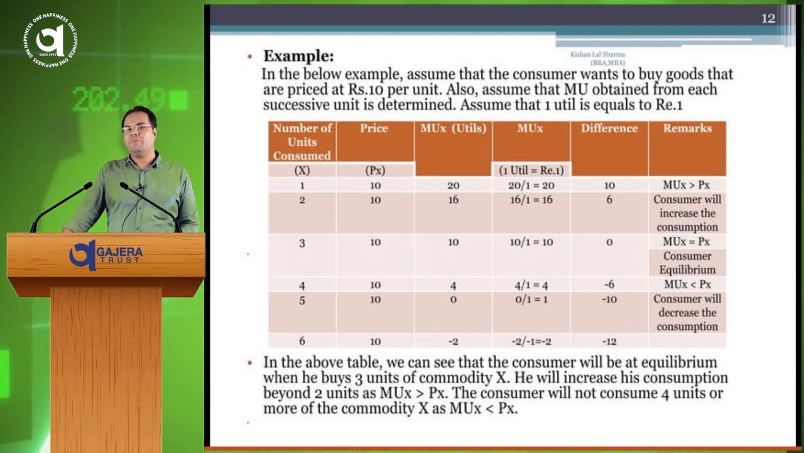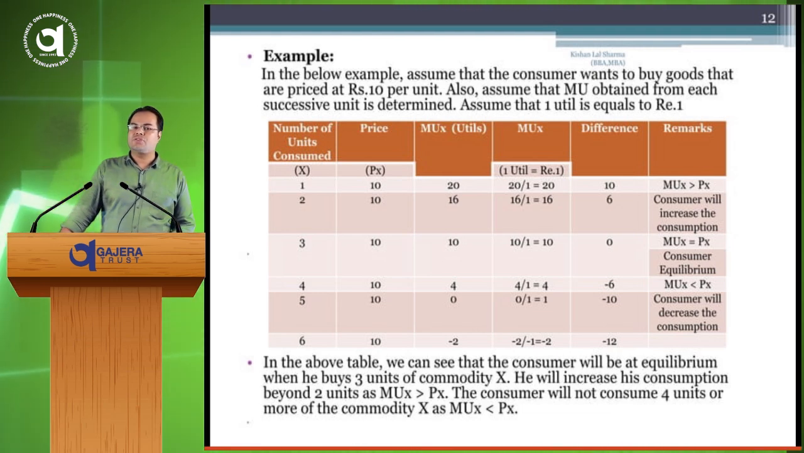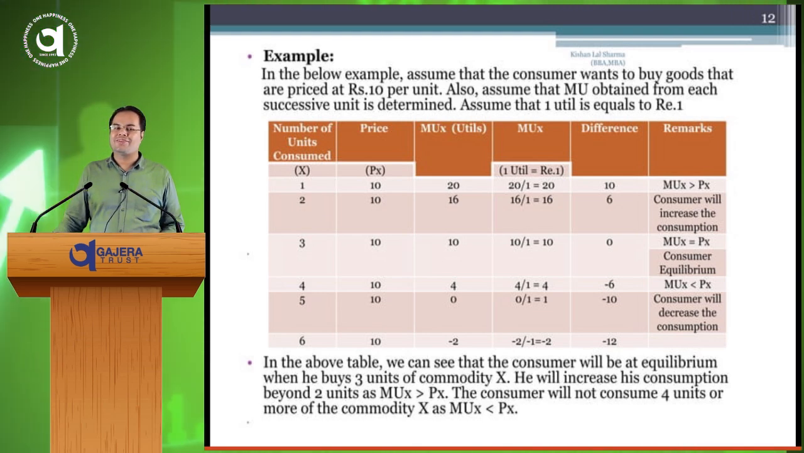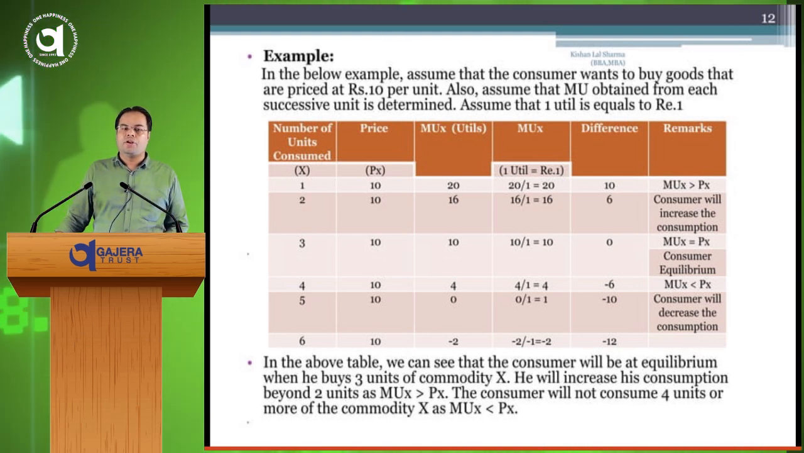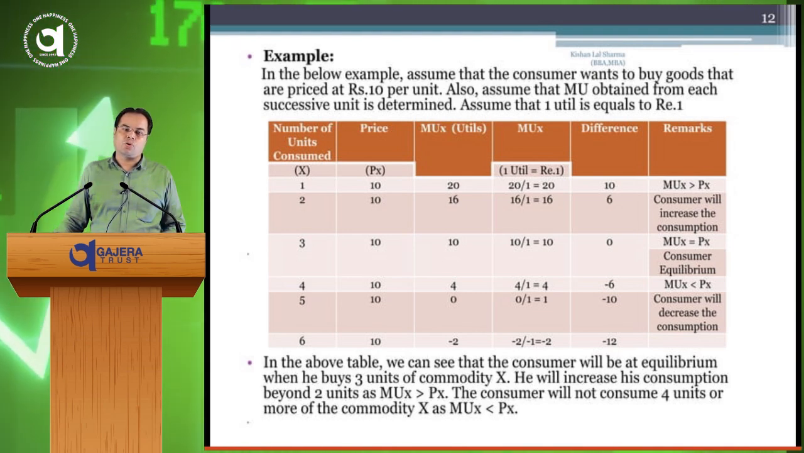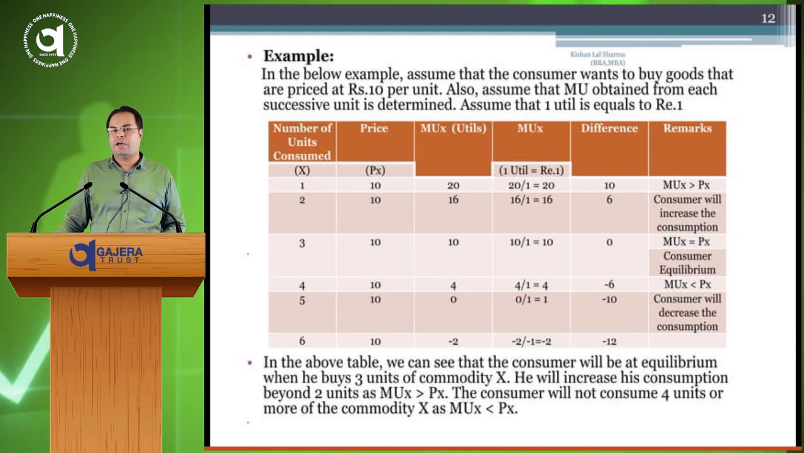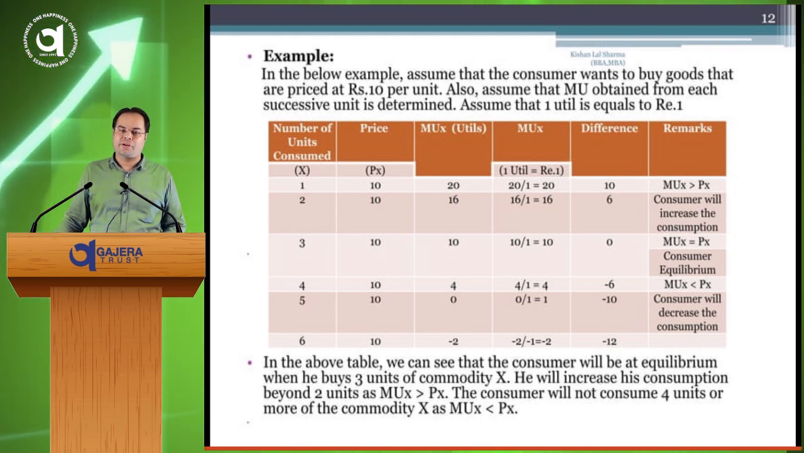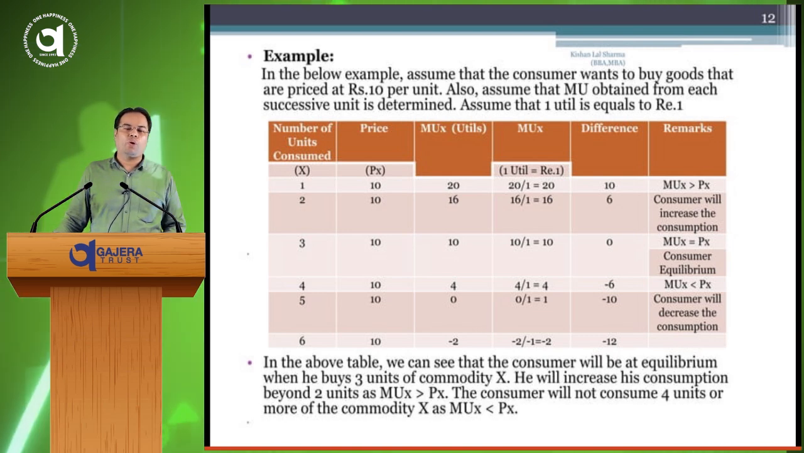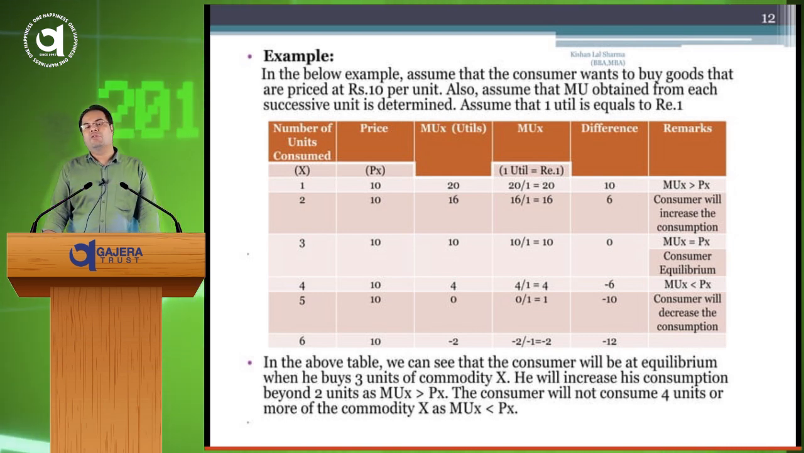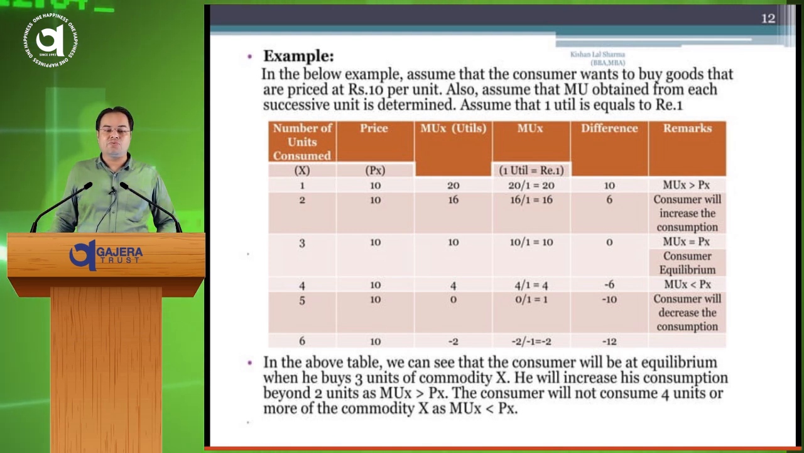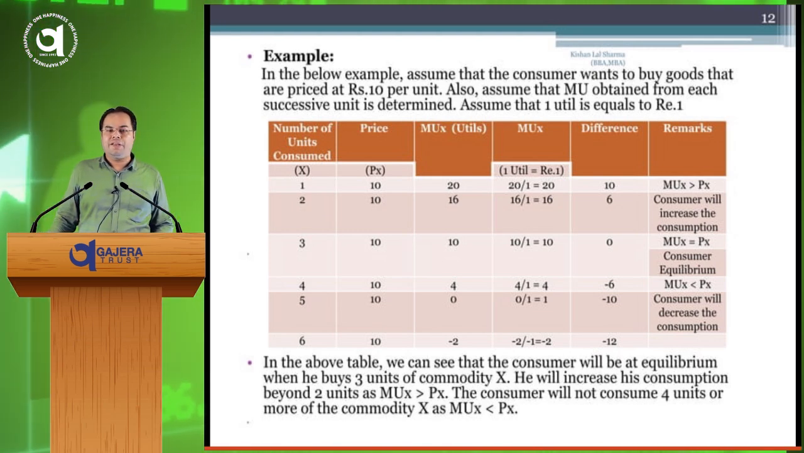Now what are these? So MUX, we have assumed 1 util is equal to rupees 1. So on the first commodity, you are getting 20 utils of satisfaction divided by the price of that commodity, rupee 1, so 20 divided by rupee 1 will be 20. 16 divided by 1 will be 16. 10 divided by 1 will be 10. 4 divided by 1 will be 4. 0 divided by 1 will be 0. Minus 2 divided by 1 will be minus 2. So, what difference can you see?